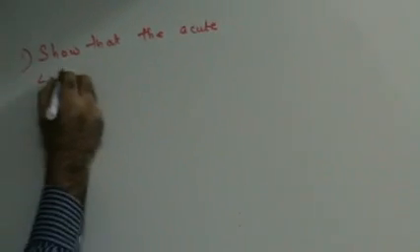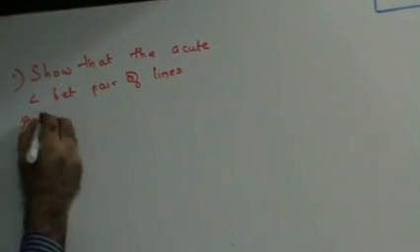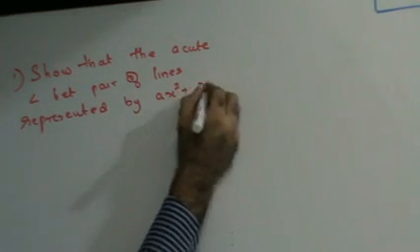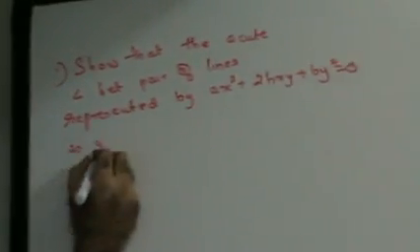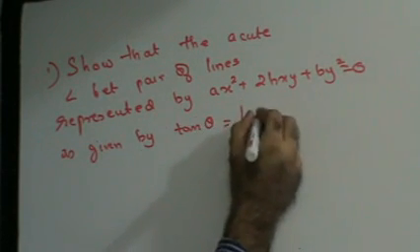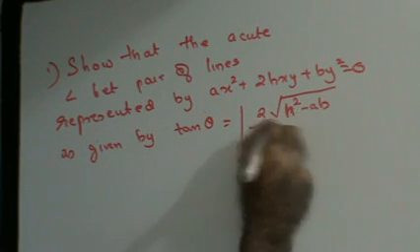Let's see this. Show that the acute angle between pair of lines represented by ax square plus 2hxy plus by square is equal to 0 is given by tan theta is modulus of 2 root of h square minus ab upon a plus b.